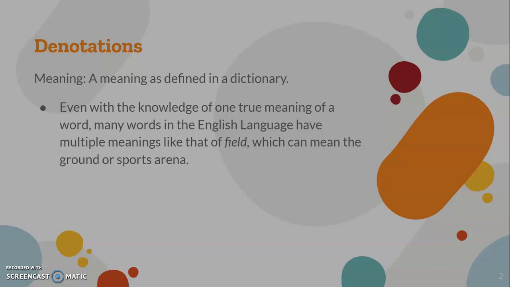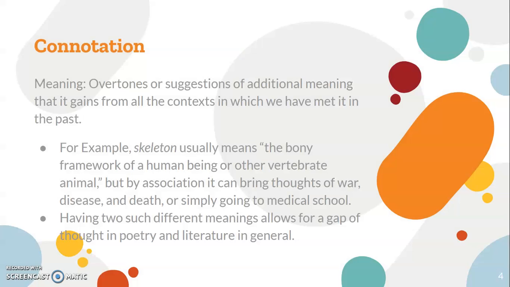A word can also have connotations. Connotations are overtones or suggestions of additional meaning that a word gains from all the contexts in which we have met it in the past. For example, skeleton usually means the bony framework of a human being or other vertebrate animal. But by association, it can bring thoughts of war, disease, and death, or simply going to medical school. Having two such different meanings allows for a gap of thought in poetry and literature in general.